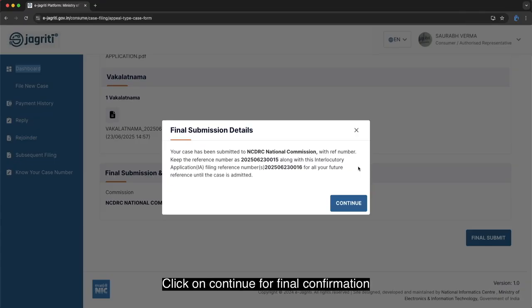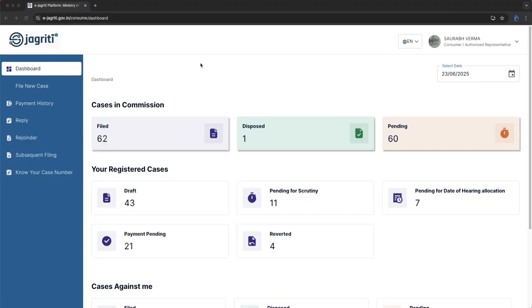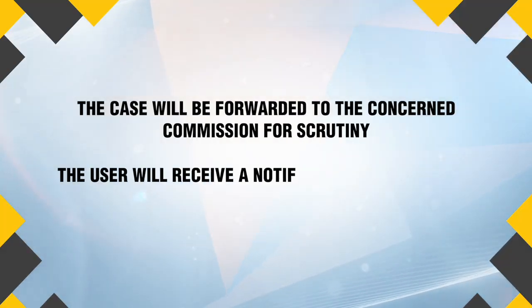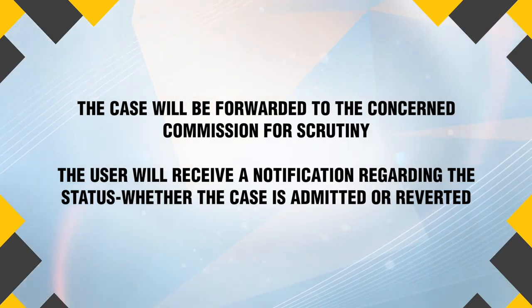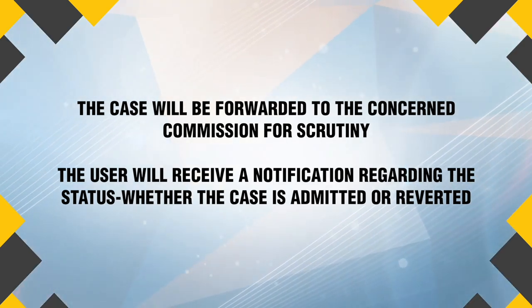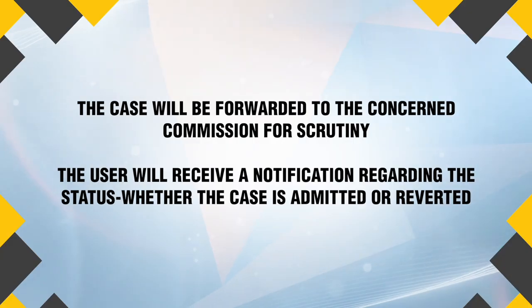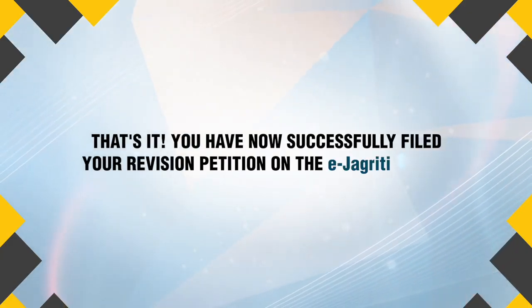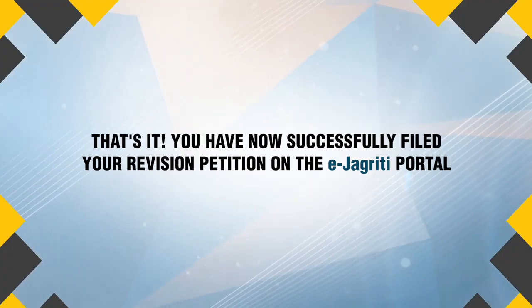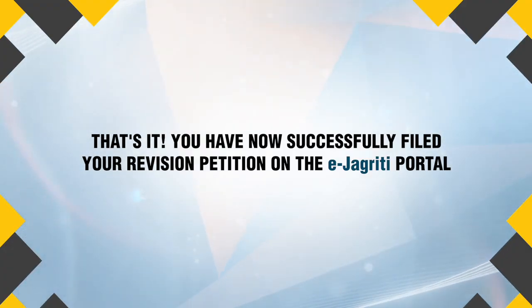Click on Continue for final confirmation. The case will be forwarded to the concerned commission for scrutiny. The user will receive a notification regarding the status, whether the case is admitted or reverted. That's it. You have now successfully filed your revision petition on the eJagriti portal.